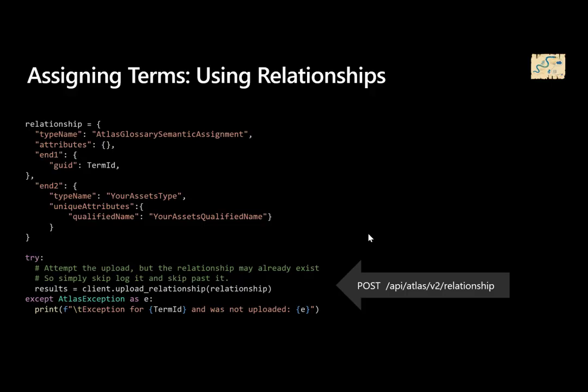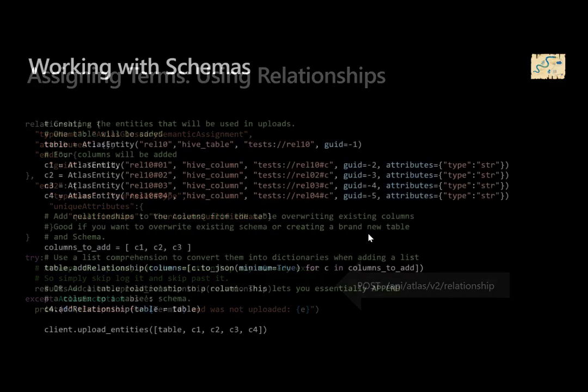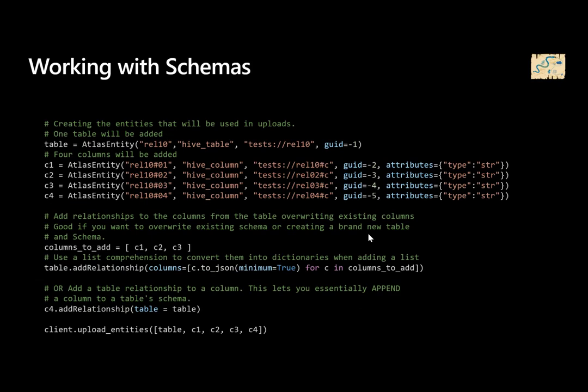You'll have to delete and then post to create that changed relationship. One last advanced use case is working with schemas. And so this is all relationships all the way down again. A table might have a columns relationship attribute, and a column might have a table relationship attribute. We can take advantage of that when creating the entities themselves.